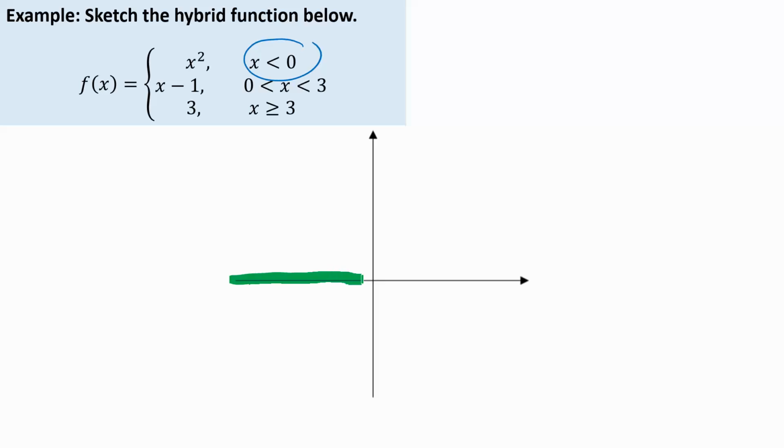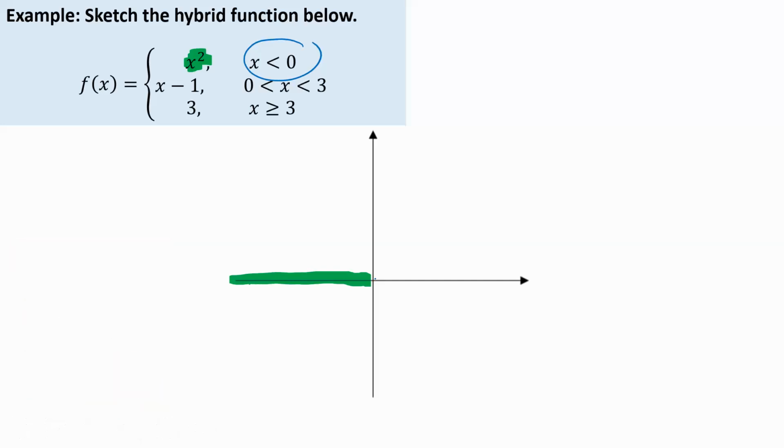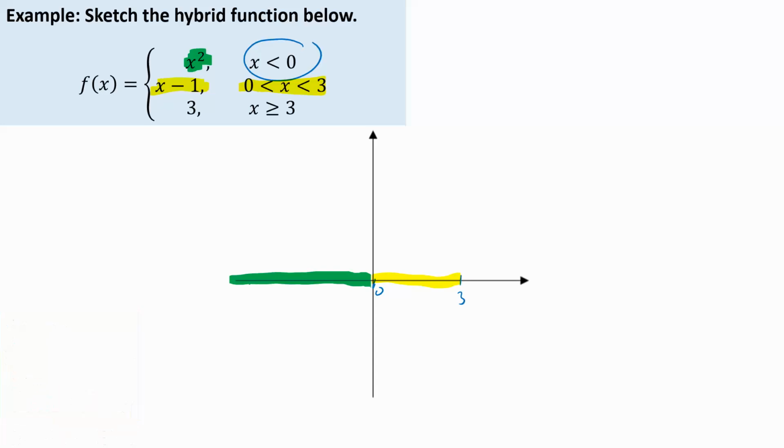Good. So this is less than 0. You'll be sketching x squared. But if it's between 0 and 3, I'm going to label here, this is 0, and let's say 3 is here. Then from 0 to 3, I'll be sketching the x minus 1 graph. So in this case, I'm going to label in yellow: 0 to 3, you only sketch x minus 1. But after 3, I'll do purple. Purple onwards, I'll be sketching the graph for 3. Empty spot at 0.